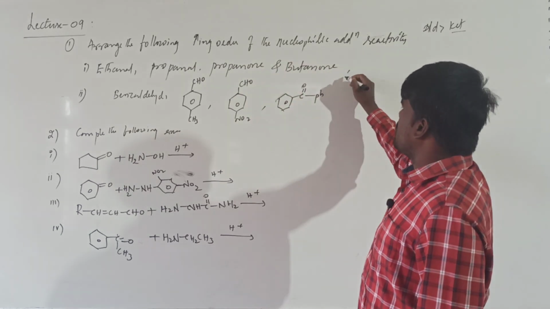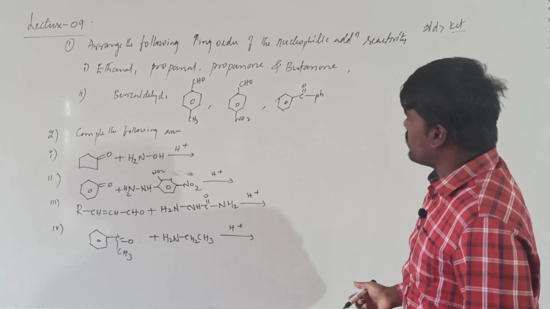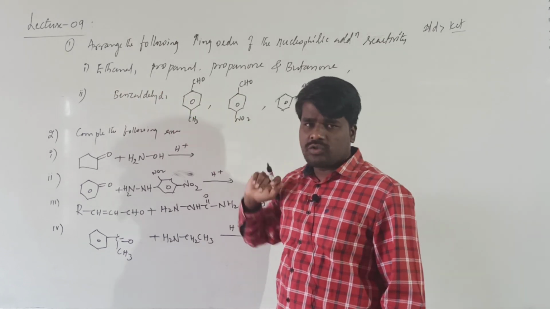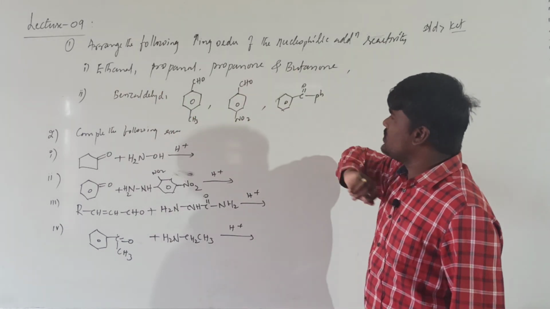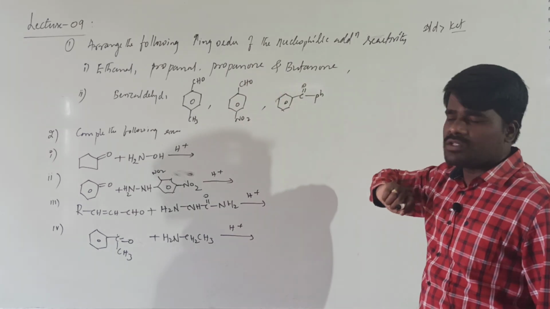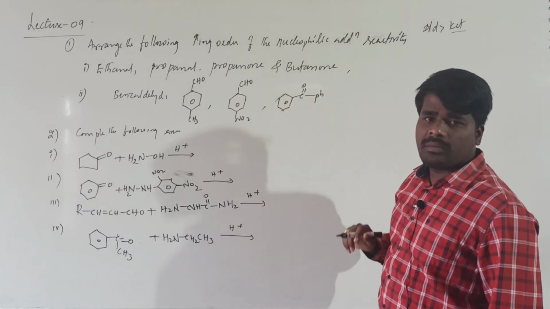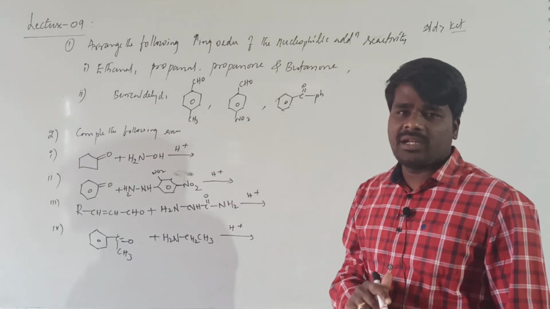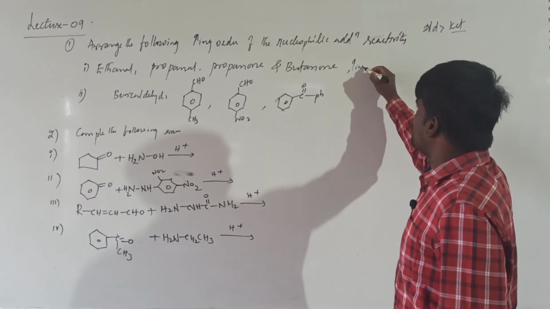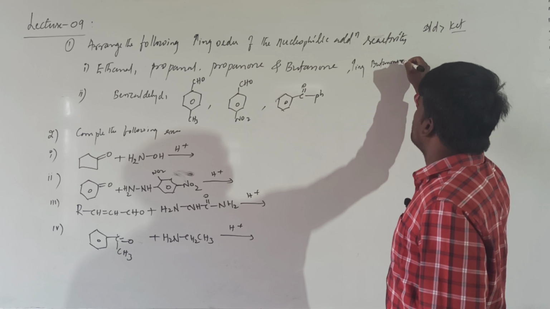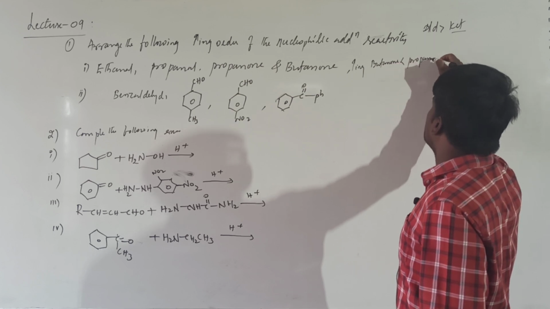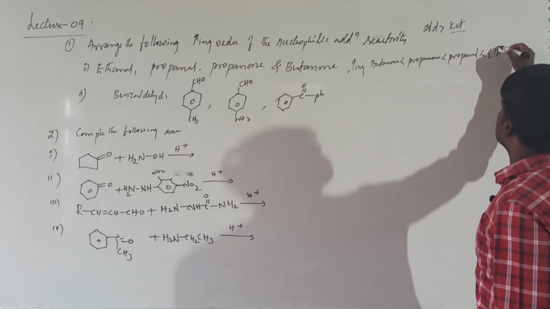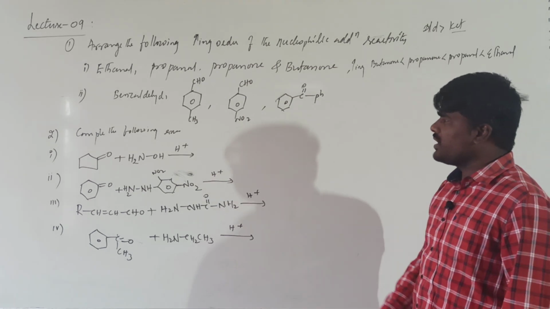As he has asked for increasing order, you have to go from least reactive to most reactive. The two ketones have to be less reactive, and the two aldehydes more reactive. Among these, propanone has 3 carbons and butanone has 4 carbons. As I said, the more the number of carbons, the less the reactivity. So the increasing order will be butanone, followed by propanone, followed by propanol, followed by ethanol. This is the order.